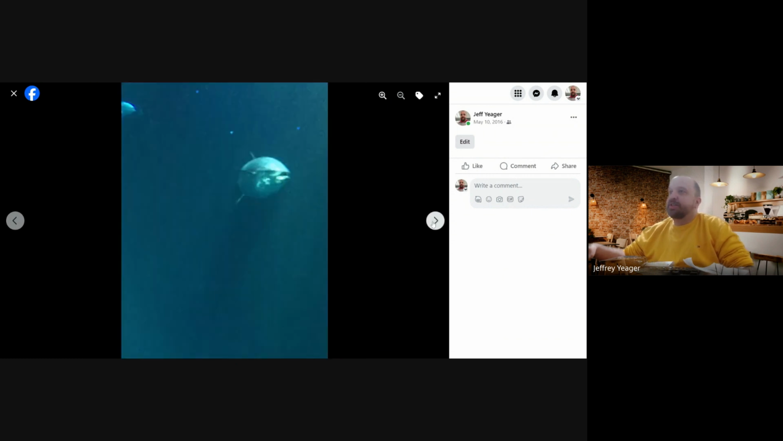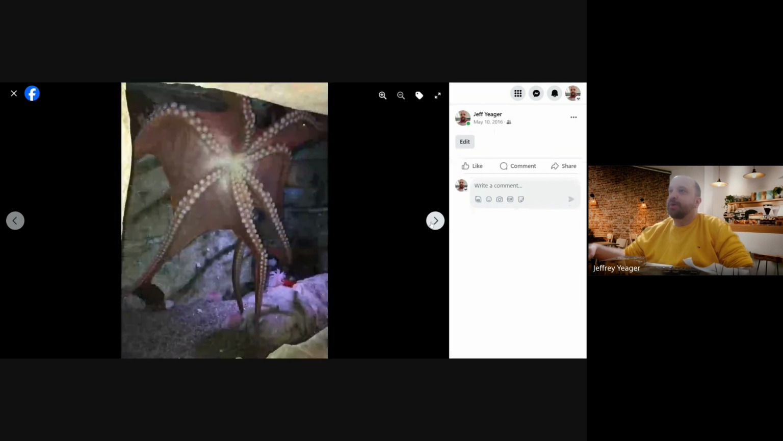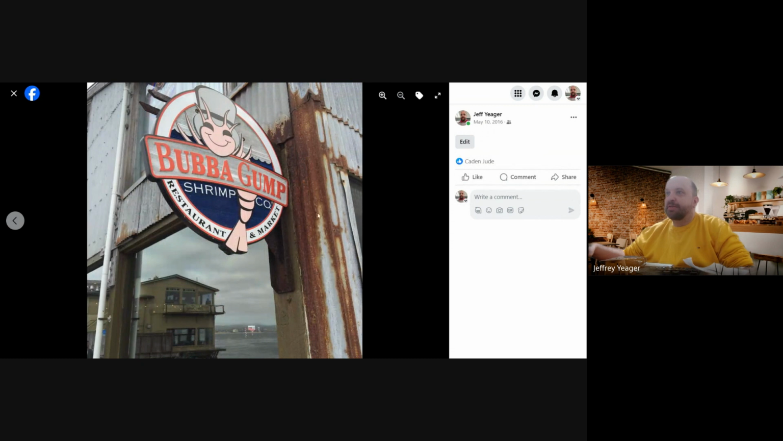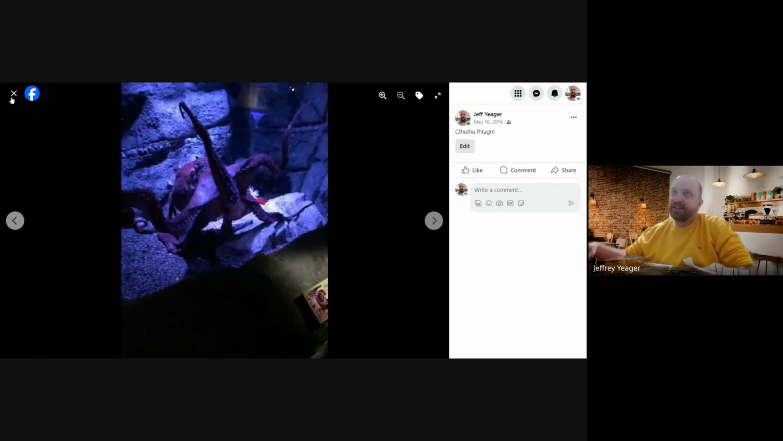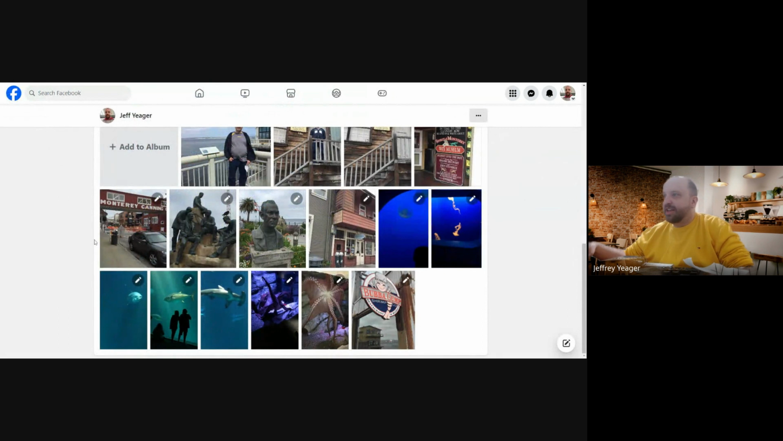Then I just took some pictures of some fish I saw in the aquarium. There's an octopus that they had there. Then I ate at Bubba Gump Shrimp whenever I was there. So, really cool town to get to visit. It's about an hour and a half south of San Francisco. So if you guys ever go to San Francisco or the Bay Area, Monterey's a pretty short drive down the road. It's definitely a great place to visit.